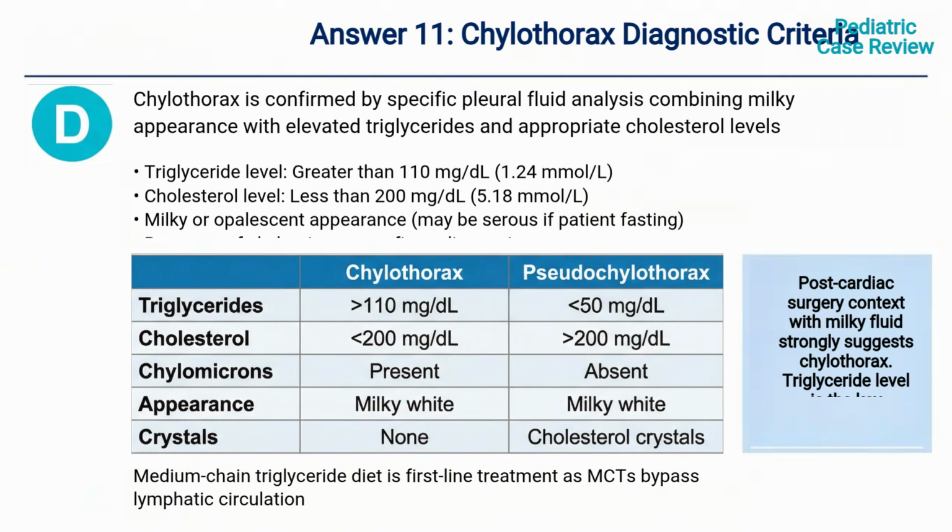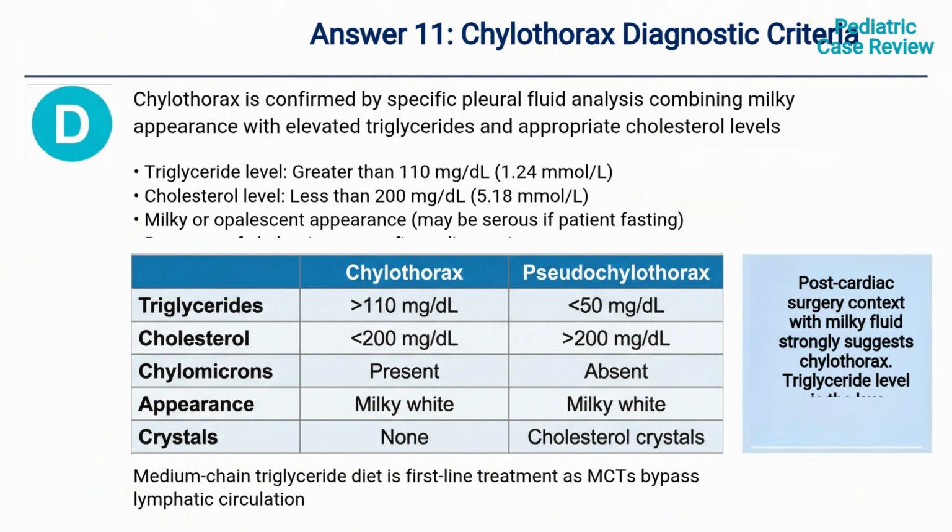This patient meets all criteria. Triglycerides of 120 milligrams per deciliter is above the threshold. Cholesterol of 180 milligrams per deciliter is below 200, and the appearance is milky white. The post-cardiac surgery context is a strong supporting factor. The triglyceride level is the key discriminator between chylothorax and pseudochylothorax.